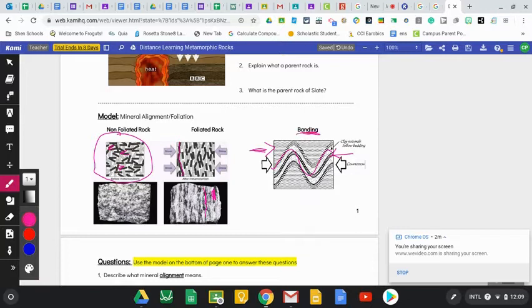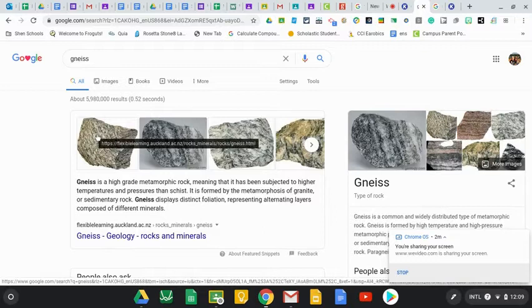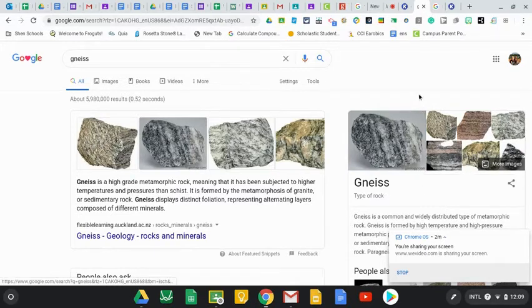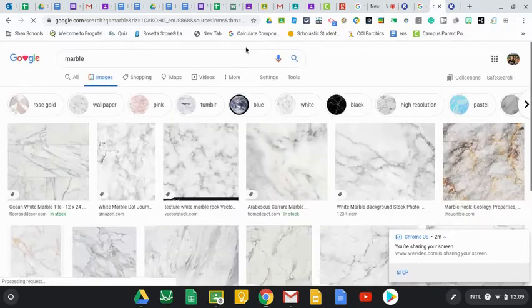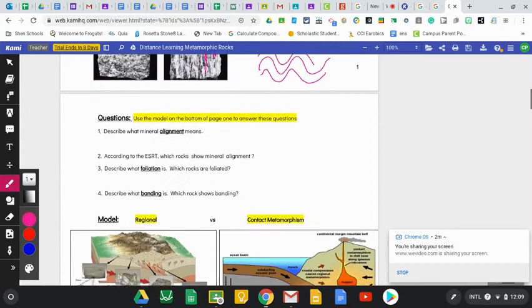Banding is when you have extreme pressure and you're getting these waves of minerals, and that happens only in the rock gneiss. So if I show you the rock gneiss, you can kind of see that banding taking place in this picture, the waves of the white and dark or the pink and dark minerals. I call it the zebra rock. It kind of looks like a zebra, whether it's white and black or pink and black. Whereas in a non-foliated rock, such as marble, you will see different colors, but you won't see that line up of the minerals. Okay, so if we go back, you'll answer those questions.